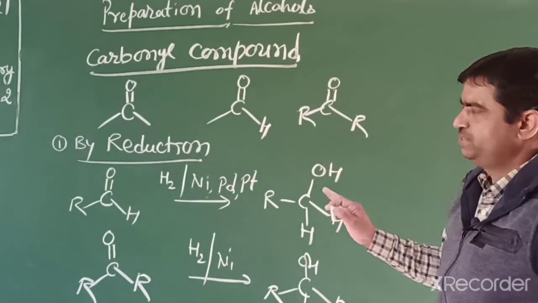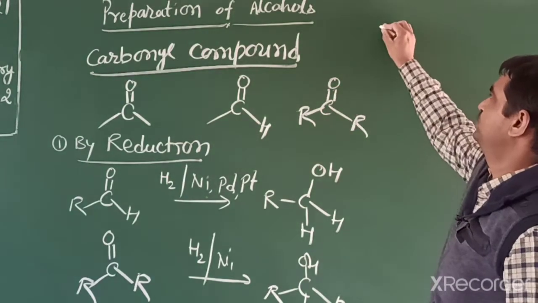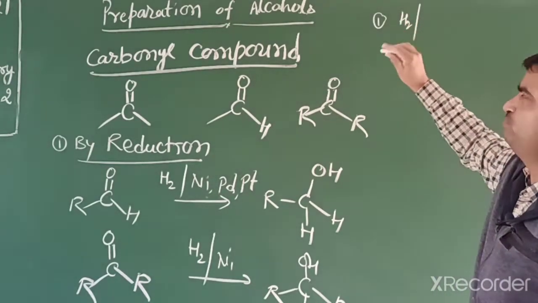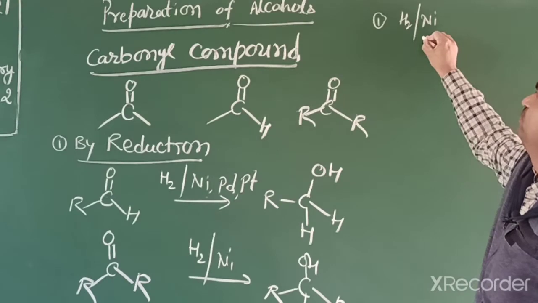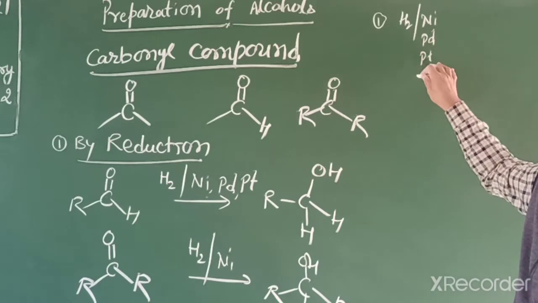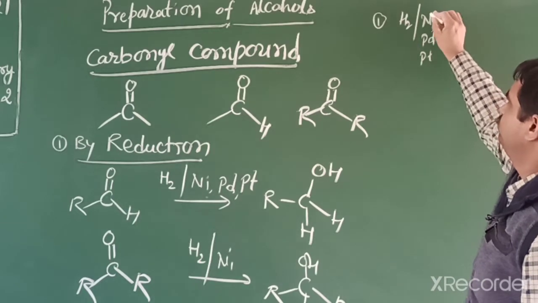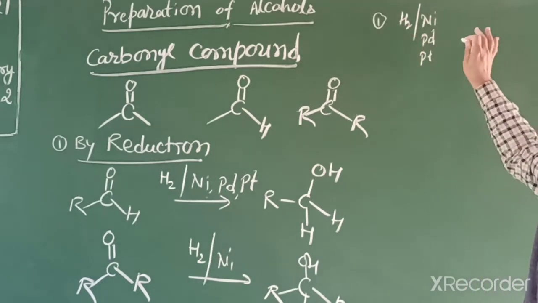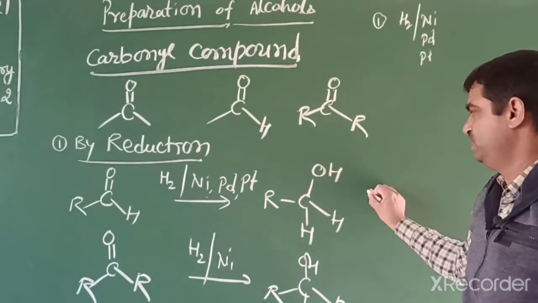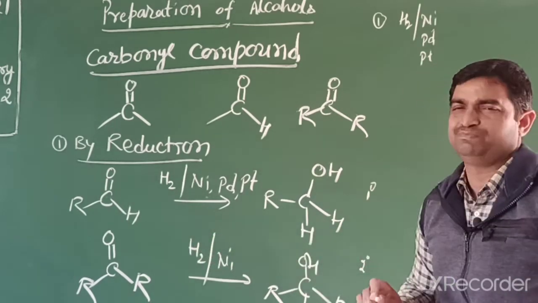For reduction, students, we need some reagent, so you should remember what type of reagent we need. The first reducing agent is hydrogen in presence of either nickel, palladium or platinum, because nickel, palladium and platinum are situated in one group of the periodic table, the 10th group. This reaction is known as catalytic hydrogenation, and if it is an aldehyde we get primary alcohol, and if the compound is a ketone we get secondary alcohol. That is a very simple method.